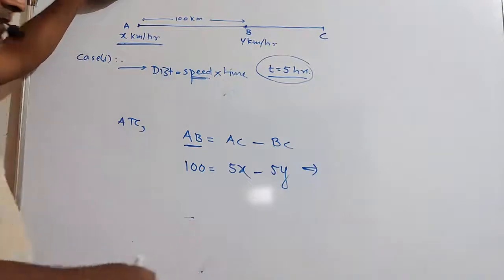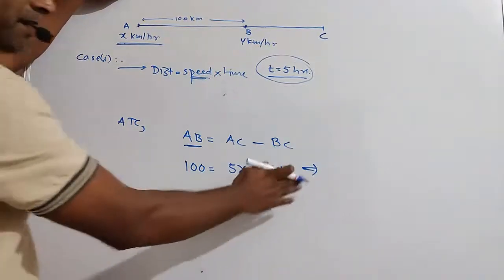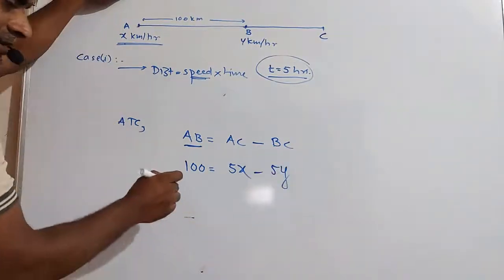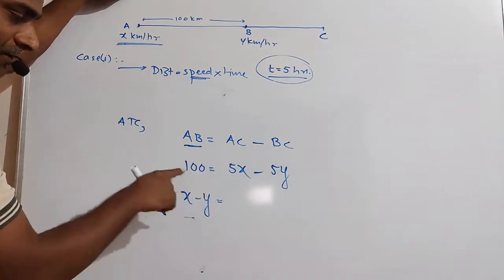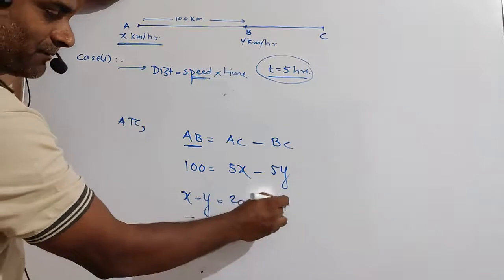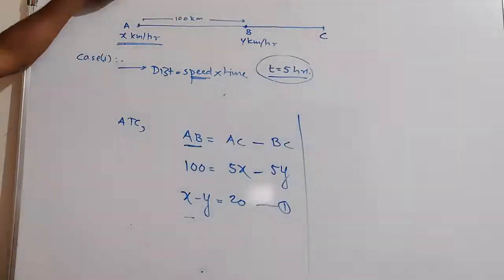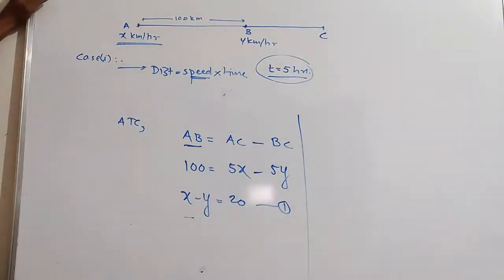We can reduce this and we will get the first equation. So I will divide by 5 here. 5 fives are 25, 20 divided by 5 is 4. So this is 20: x minus y is equal to 20. This will be the first equation.